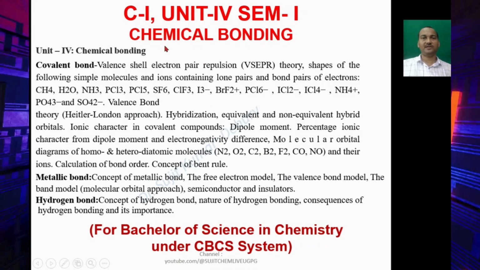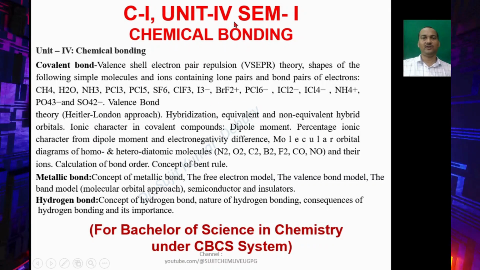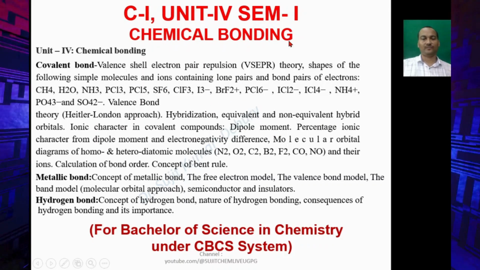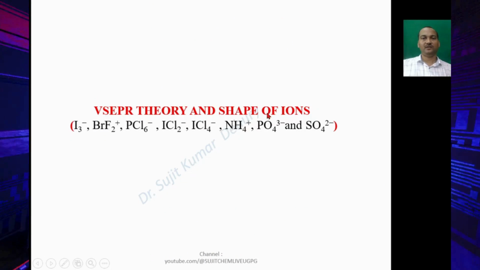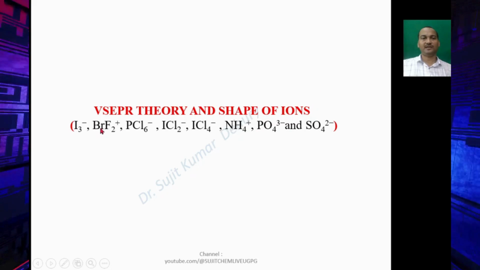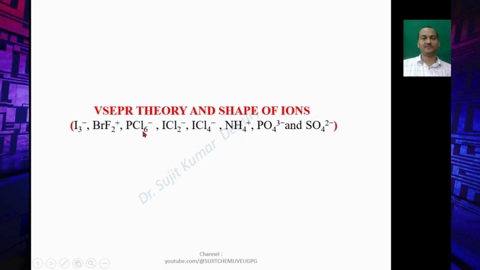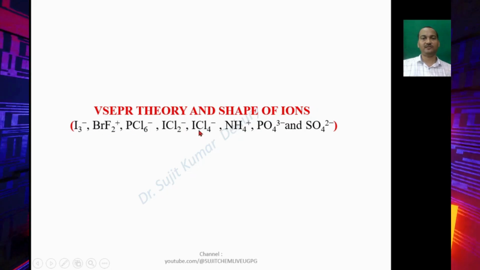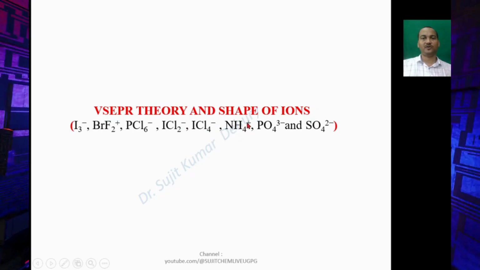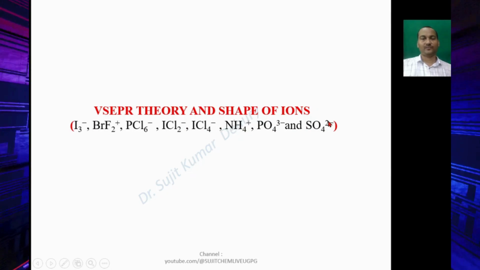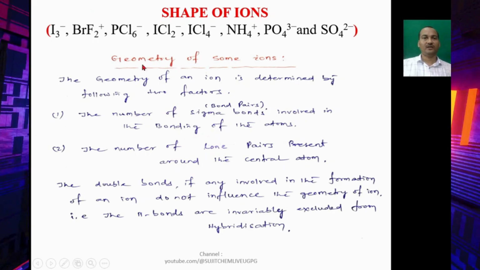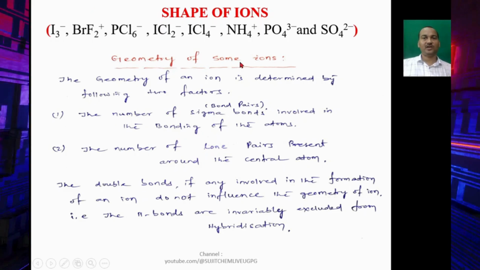So this is the syllabus for Core 1 paper, Unit 4, Chemical Bonding. So let's discuss the VSEPR theory for predicting the shape of some ions like I3 minus, BrF2 plus, PCl6 minus, ICl2 minus, ICl4 minus, NH4 plus, PO4 3 minus and SO4 2 minus. So let's discuss the geometry of some ions.